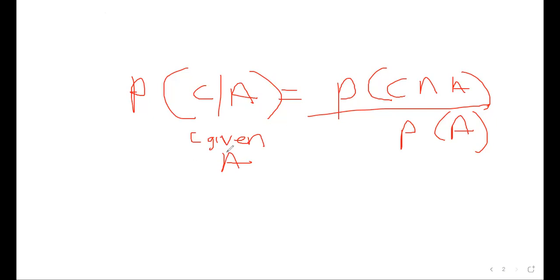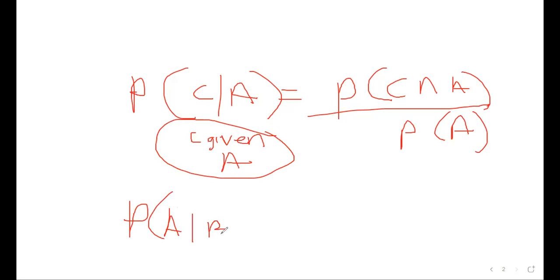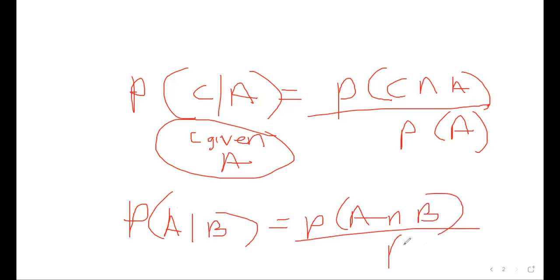All right, so this is it, the probability of C given A. Then we're also going to have probability of A given B is equal to probability of A intersection B over probability of B. This is only the probability of A given B. Is equal to probability of A intersection B over probability of B. So what we are given comes down.